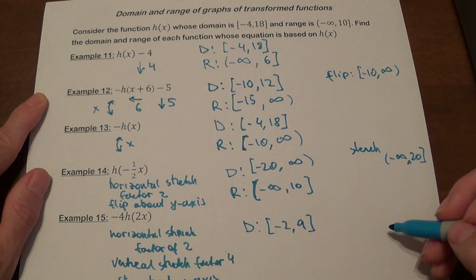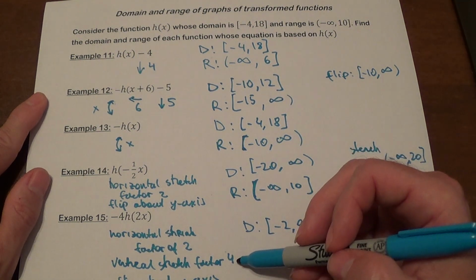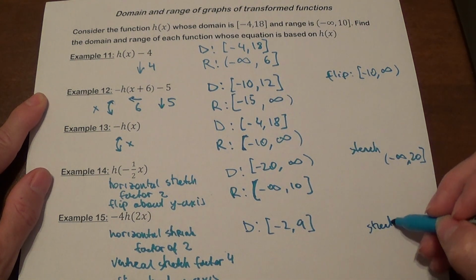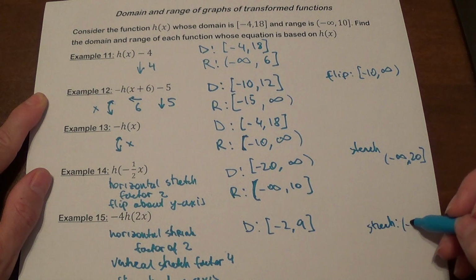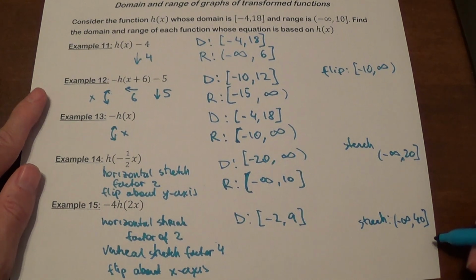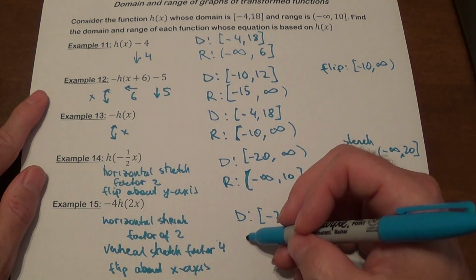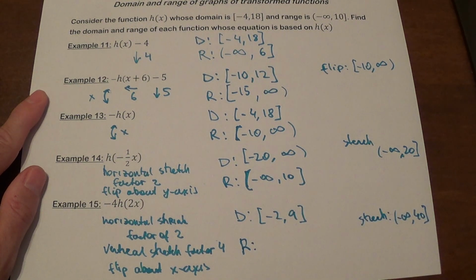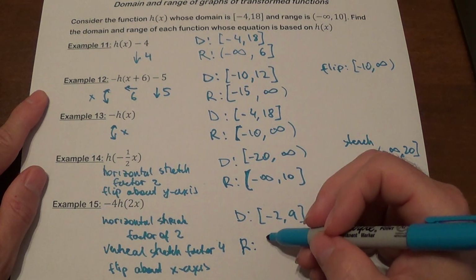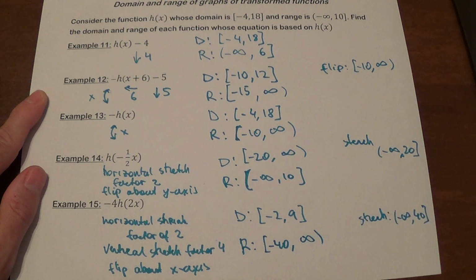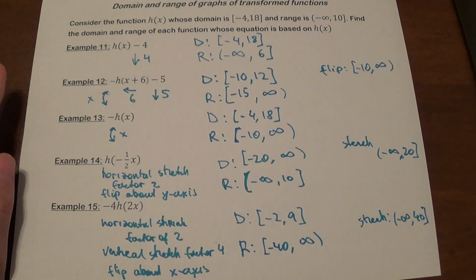And as far as the second part of that, we have a vertical stretch by a factor of 4. So the stretch here is going to be from negative infinity to 40. And then you're going to flip about the x-axis, which means you are going to flip the coordinates and change the signs. It's going to go from negative 40 to positive infinity. And that's the whole breakdown of this.